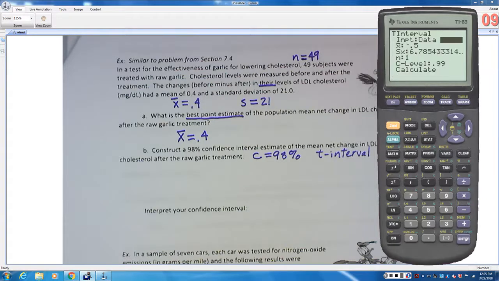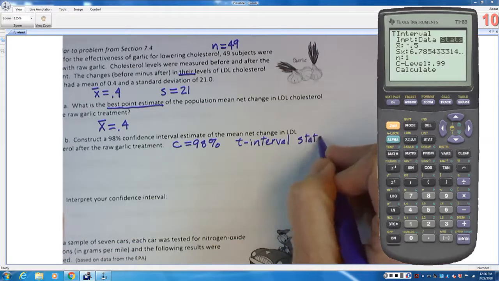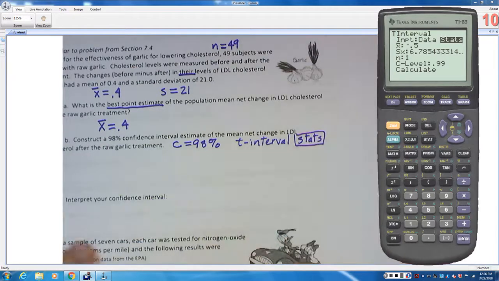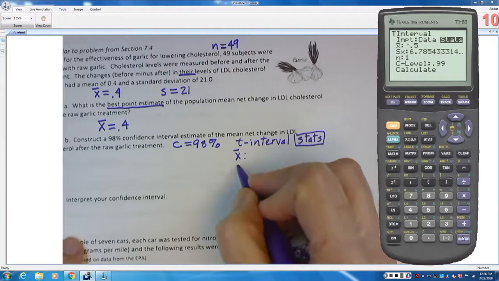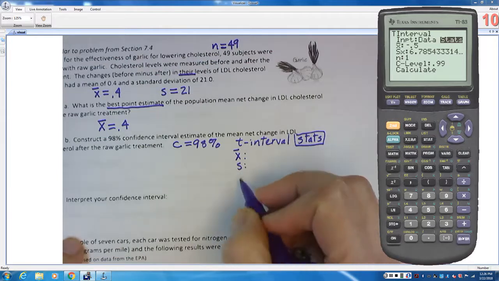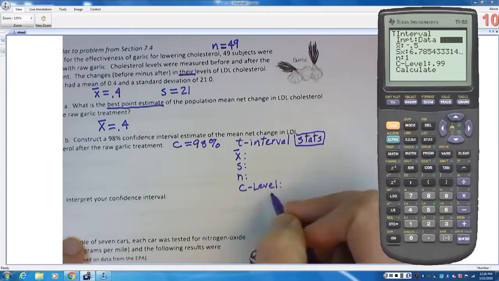We choose T interval. And we don't have a list of data. If we had a list of data, we'd put it in list 1 first, and we'll have an example like that. Then we choose data. We have statistics, so we leave it on. If this is highlighted, you leave it highlighted. If it wasn't highlighted, it looks like this, and you have to go back over here and highlight stats. So stats is highlighted for this problem. It's asking for X bar, S, N, and the C level. And then we hit calculate.